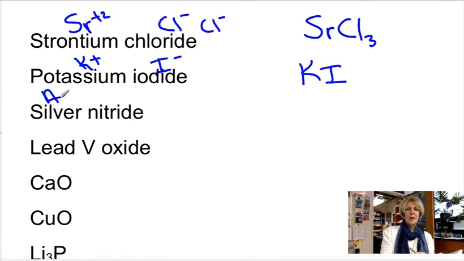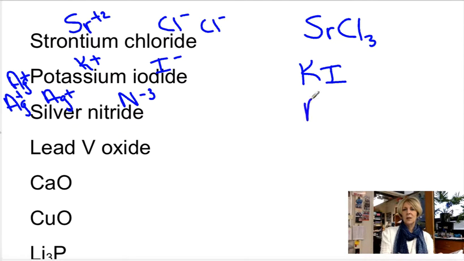Super easy. Silver, I know, is always a +1. Nitride is a -3. So I'm going to have 3 silver ions, 3 silver cations to balance out the -3 here. So it's going to be Ag3N, silver nitride.